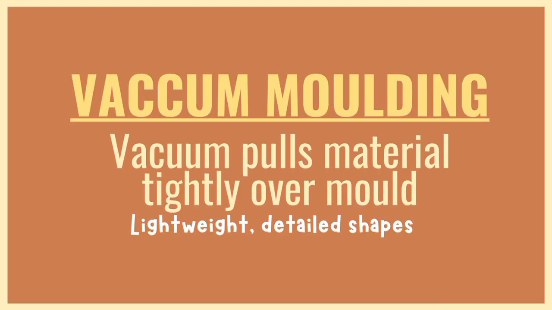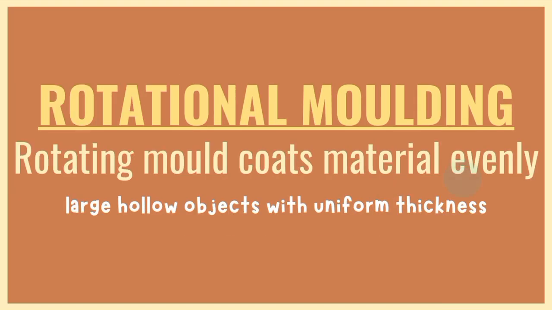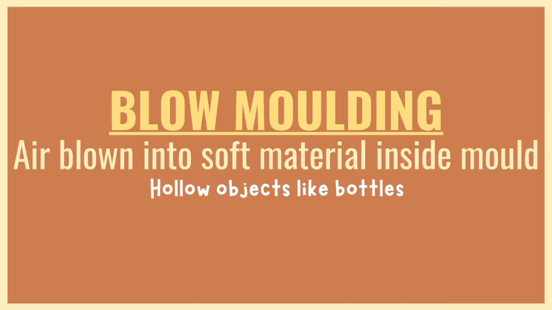Next we have vacuum molding, where the vacuum pulls the material tightly over the mold. The vacuum creates a force that binds the material together tightly so that it's very nicely put. Next we have rotational molding, where you rotate the mold and it coats the material evenly. We have blow molding, where air is blown into soft material inside a mold.